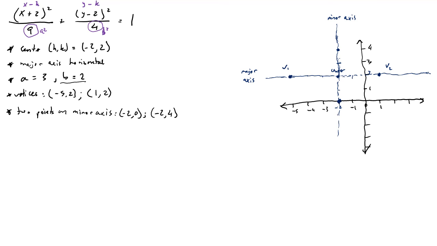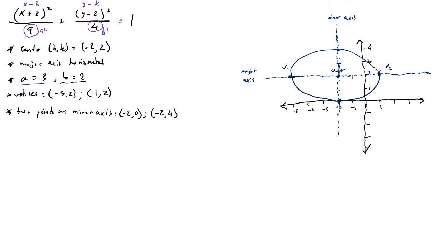And since we have now the 2 vertices and the 2 points on the minor axis, we can now graph our ellipse. That's all we need to graph it. Okay, so that's what our ellipse is going to look like. And now the only thing left for us to find are the 2 foci. And in order to find the foci, we need to find the distance C, which C is the distance from the center to the foci.